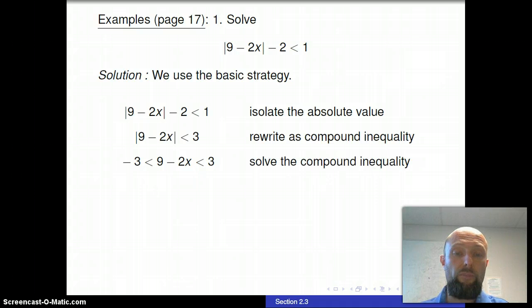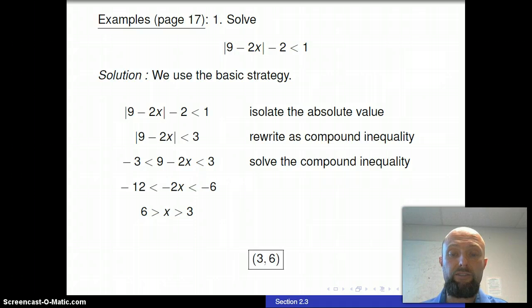Now we solve the compound inequality. We isolate x by subtracting 9 from all sides and simplifying. Next, we divide all sides by negative 2. Remember, when we divide the sides of an inequality by a negative number, we need to change the inequality sign. So we get 6 is greater than x is greater than 3. That means that the solution set is the interval of the numbers between 3 and 6.